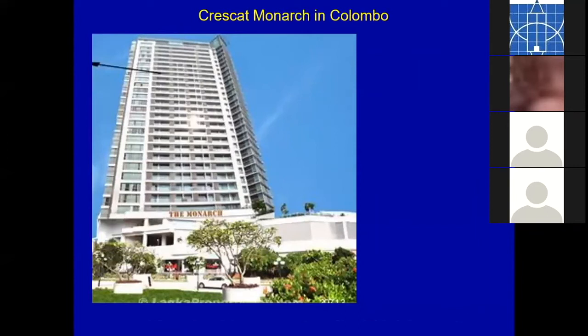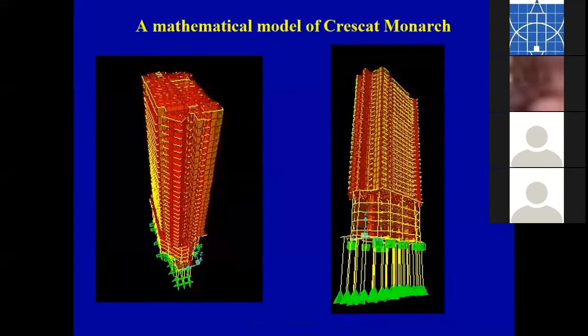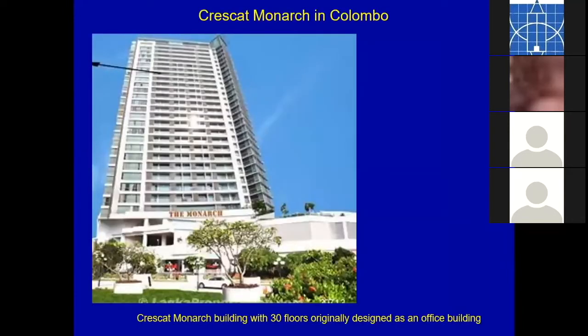And again, I can show the model of Crescat Monarch. And this is the model that I checked in 2006 or 2007. I think late 2006 or early 2007. So they wanted a design review done. And I was approached, so I made a SAP 2000 model of the whole building. And you can see the actual building and the model look similar.